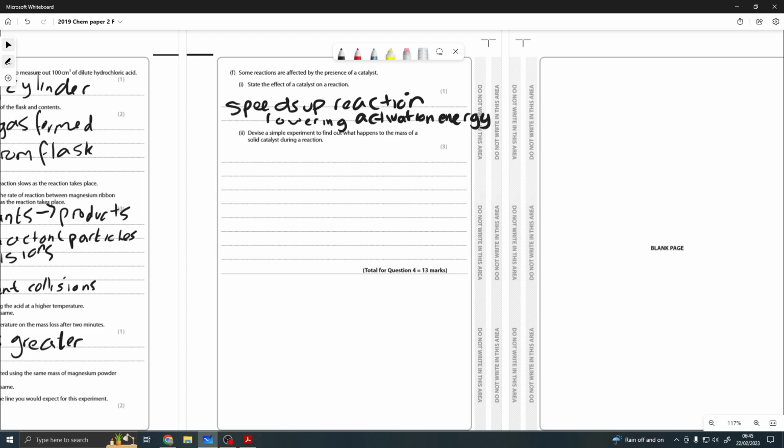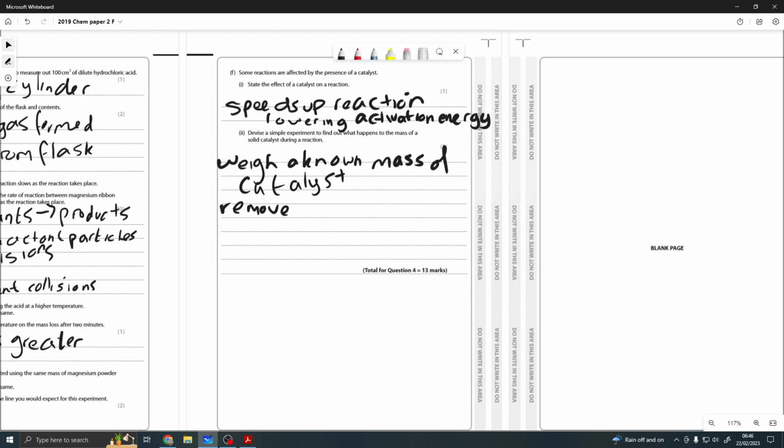There we go. Devise a simple experiment to find out what happens to the mass of a solid catalyst during a reaction. Now, we know, hopefully, fingers crossed, that the catalyst doesn't get used up. Therefore, the mass of the catalyst you put in should remain at the end. So we need to weigh a known mass of catalyst. You could state the mass if you like. Let the reaction happen, then remove and filter catalyst.